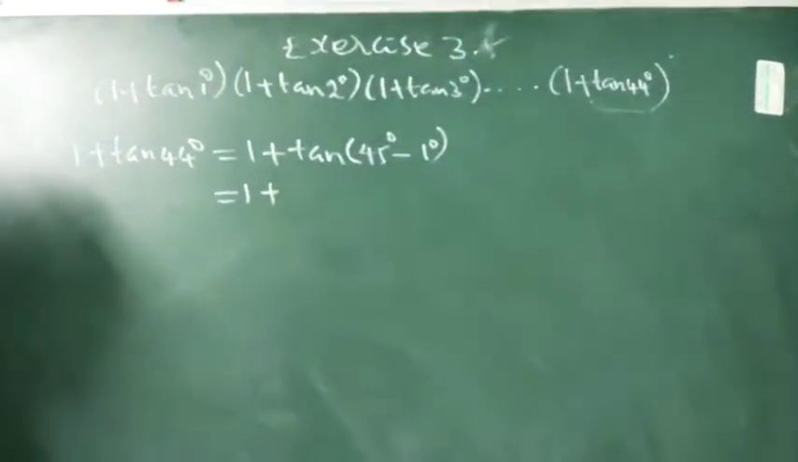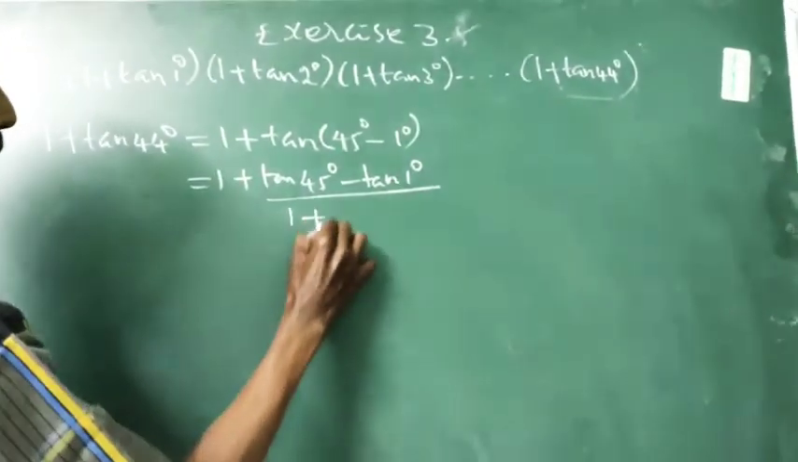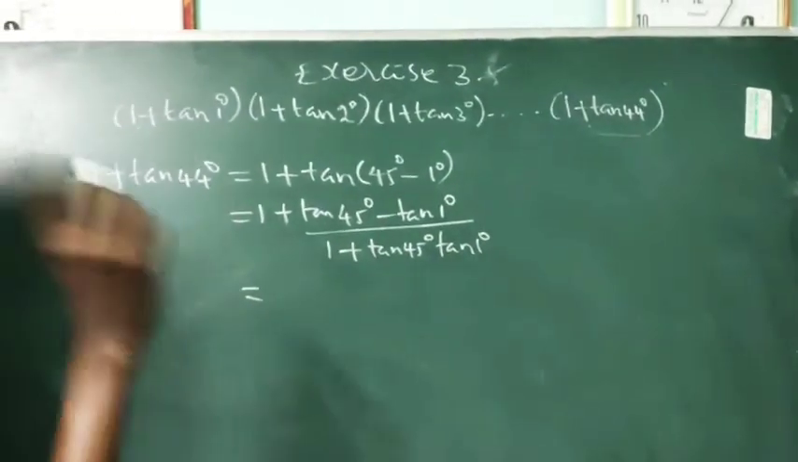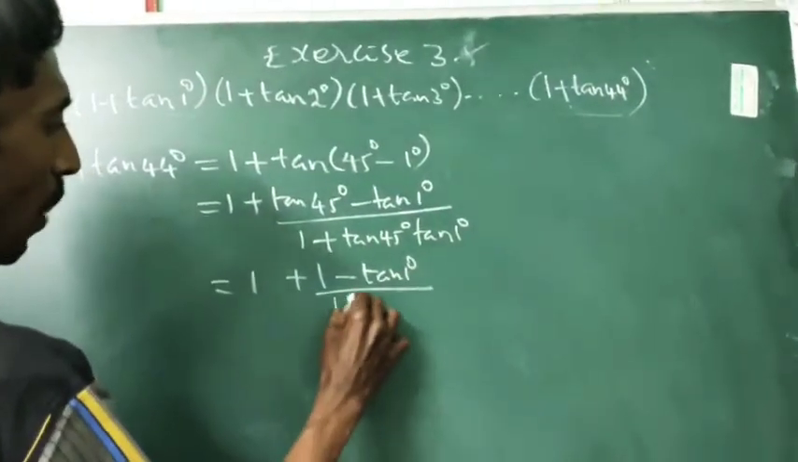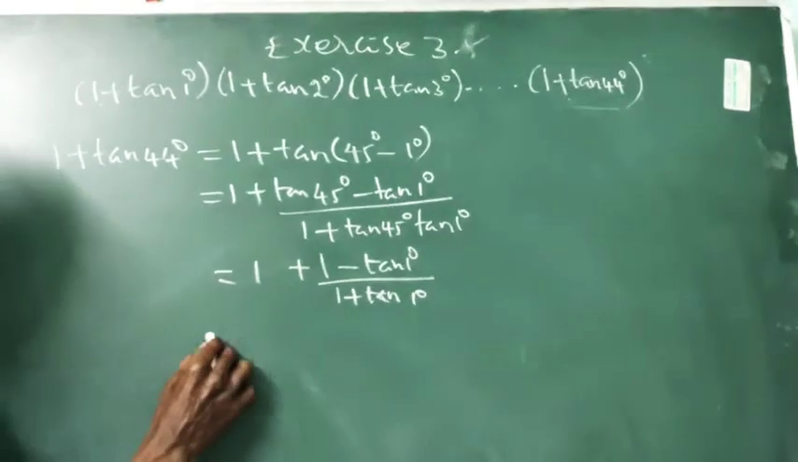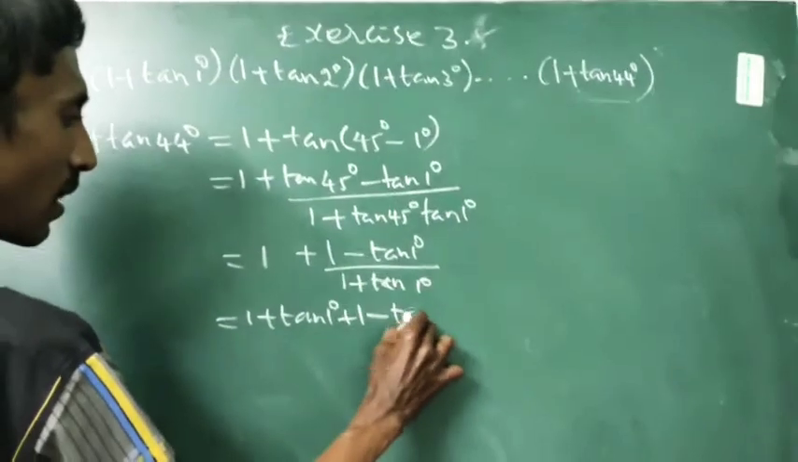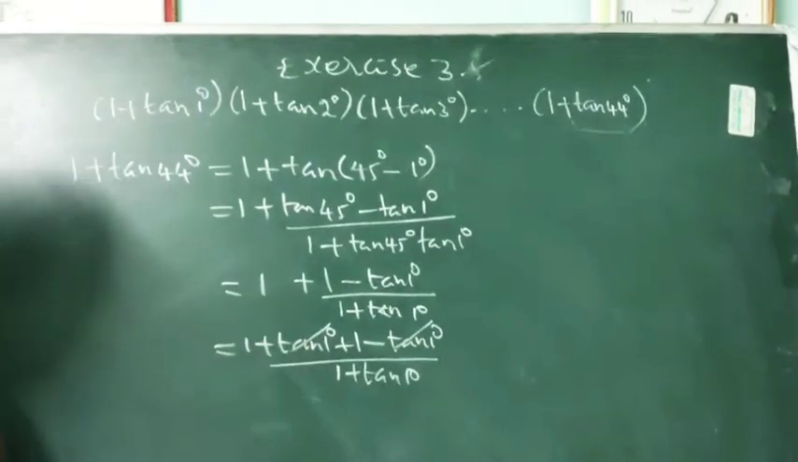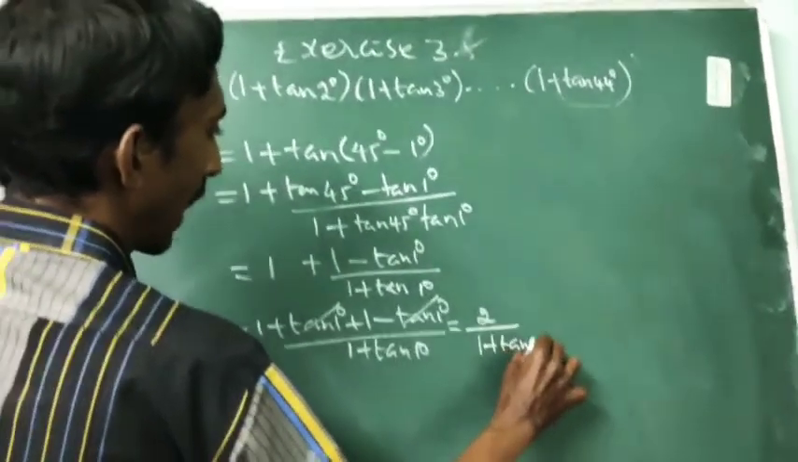We know that tan(A minus B) equals (tan A minus tan B) by (1 plus tan A into tan B). Tan 45 is 1. So 1 plus (1 minus tan 1 degree) by (1 plus tan 1 degree). Take the LCM. (1 plus tan 1 degree plus 1 minus tan 1 degree) by (1 plus tan 1 degree). So minus plus cancel. We are getting 2 by (1 plus tan 1 degree).